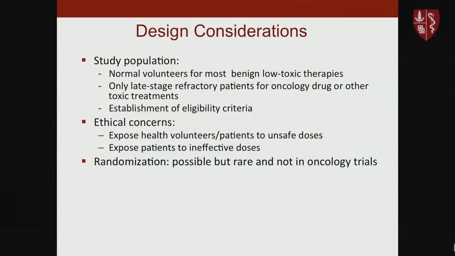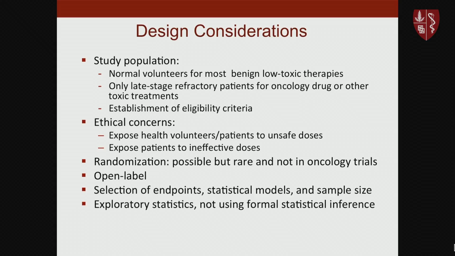There's no randomization involved in phase 1 trials. It's always open label. The selection of time points and the statistical models matter too. A lot of these exploratory approaches are non-parametric, but because of the small sample size, it's sometimes more efficient if you have a model behind it. So those three components are associated.